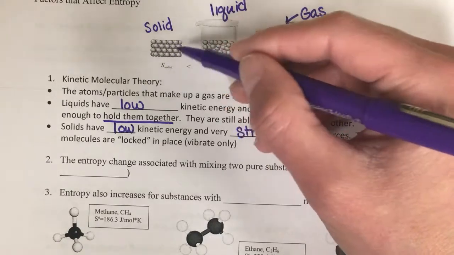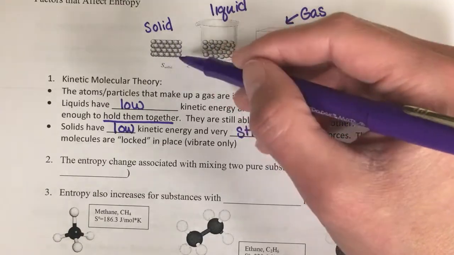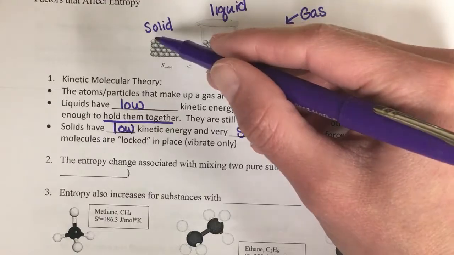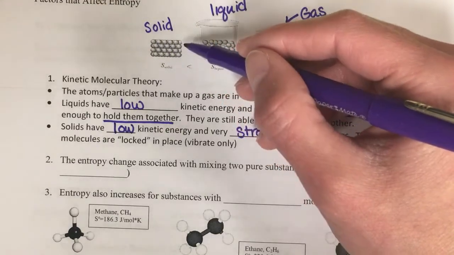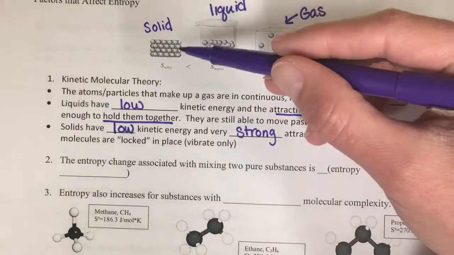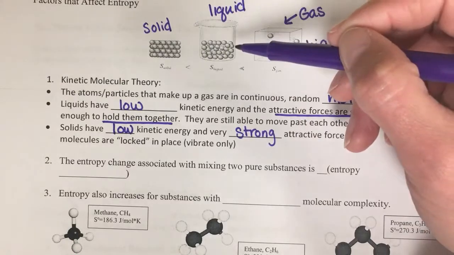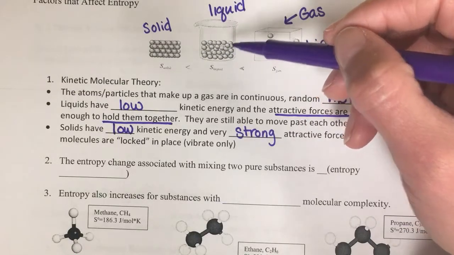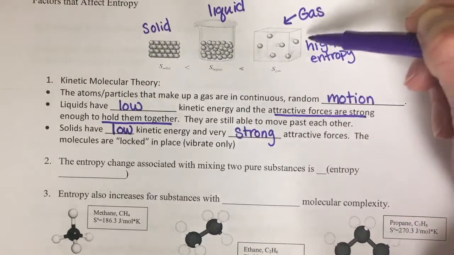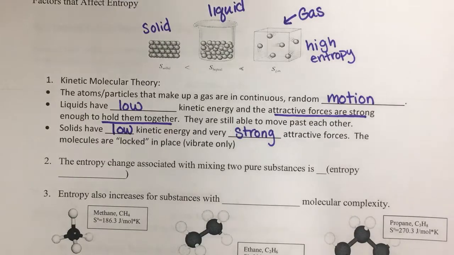I've got all of my atoms around the central atom if there are molecules. So everything still has some disorder, but it's going to be much smaller than a liquid, and a liquid is going to have much less disorder than a gas. Okay? So state is one factor that affects entropy.